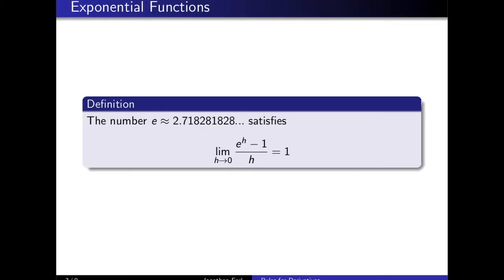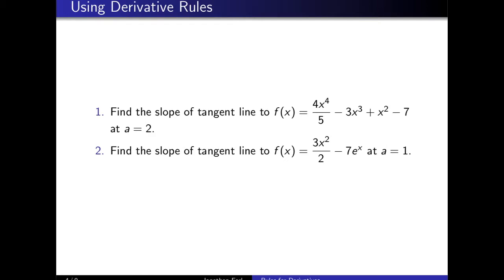So what we'll do is define a number that has this property. We will define this number e, which has the first few numbers in the decimal expansion 2.718281828, and we'll just define e to have the property that the limit as h goes to 0 of e to the h minus 1 all over h is 1. Okay, so let's go and find the slope of the tangent line to a polynomial and then also something else involving e.